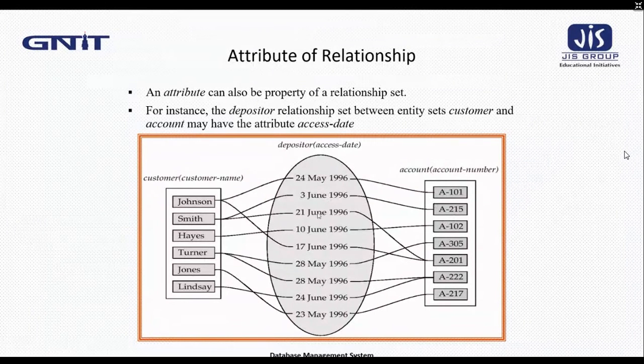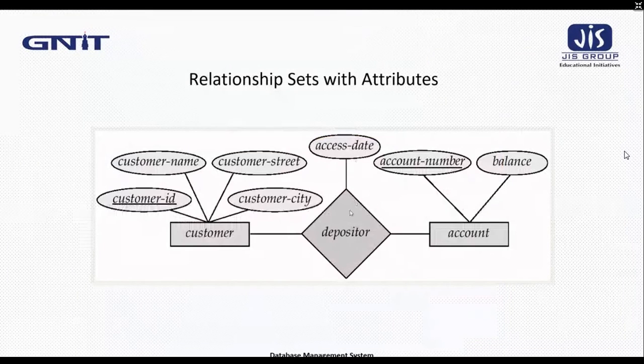So here, if depositor is a table, then we keep the columns customer name, account number, and access date. That means the particular customer accessed the particular account on a particular date. That means Johnson, A101, 24th May. Johnson, A201, 17th June. So that's why we can say that the access date is the property of the depositor relationship.